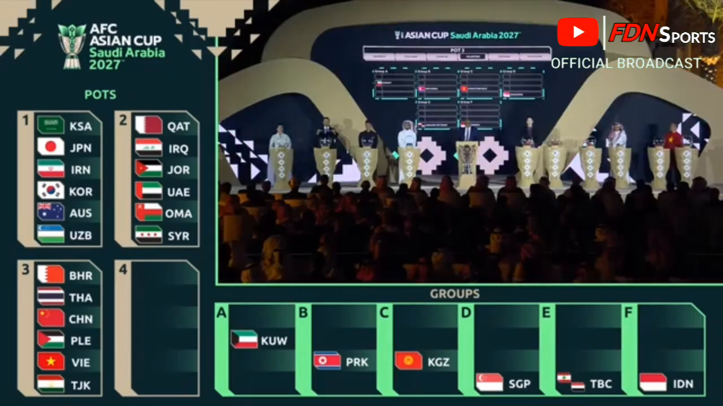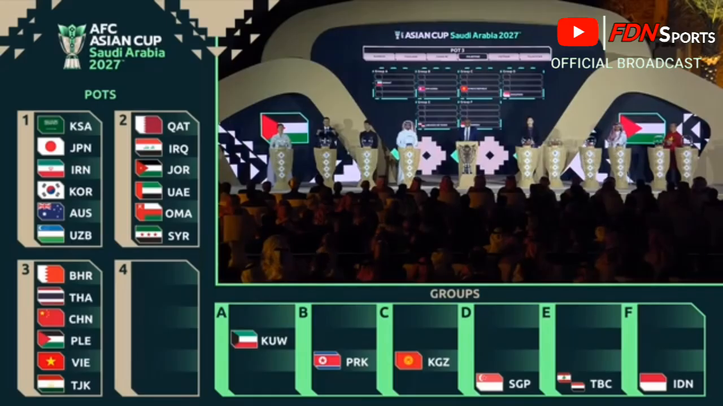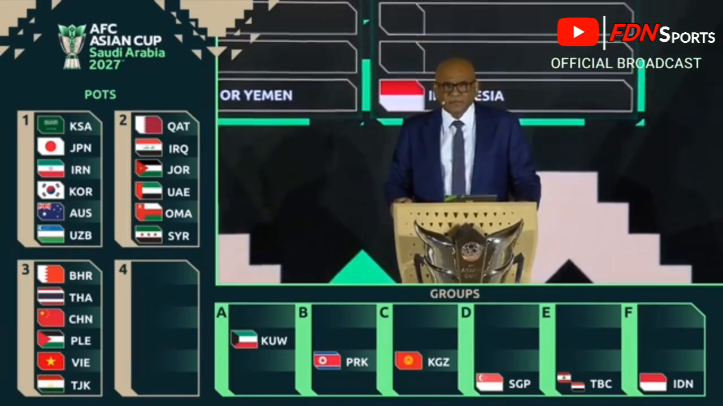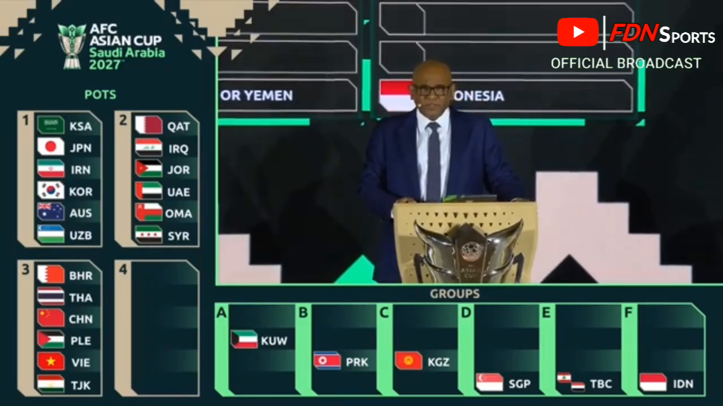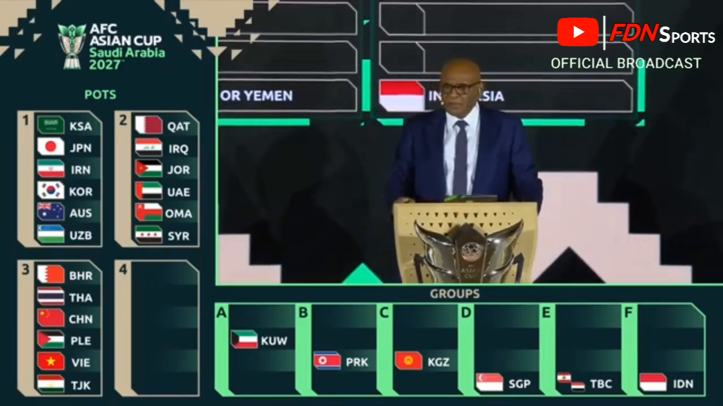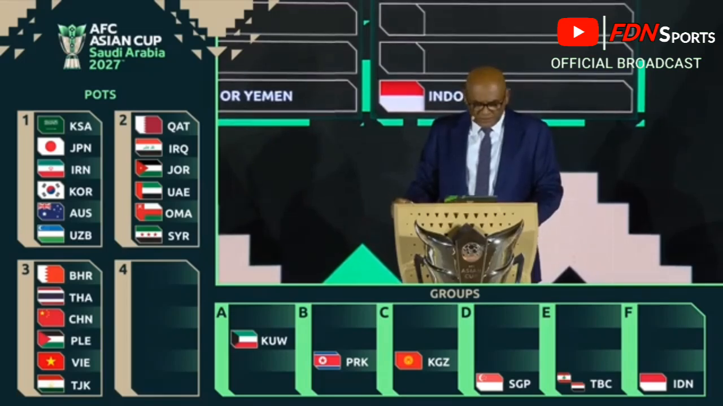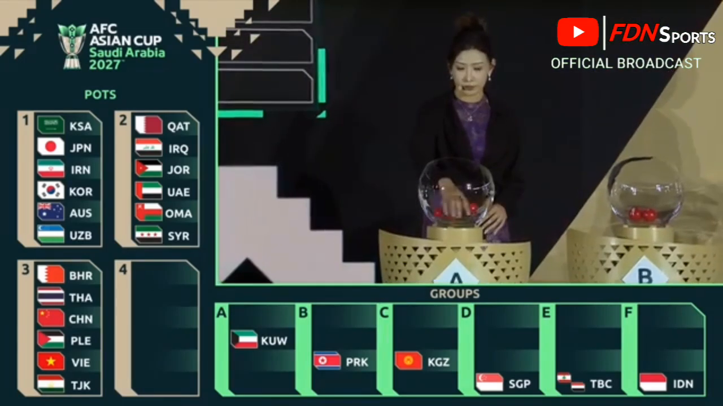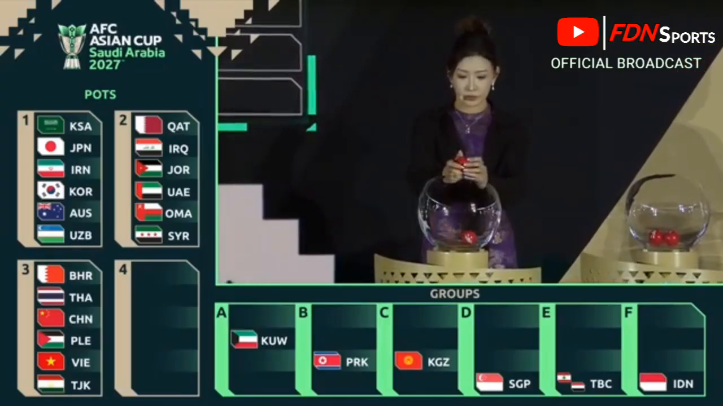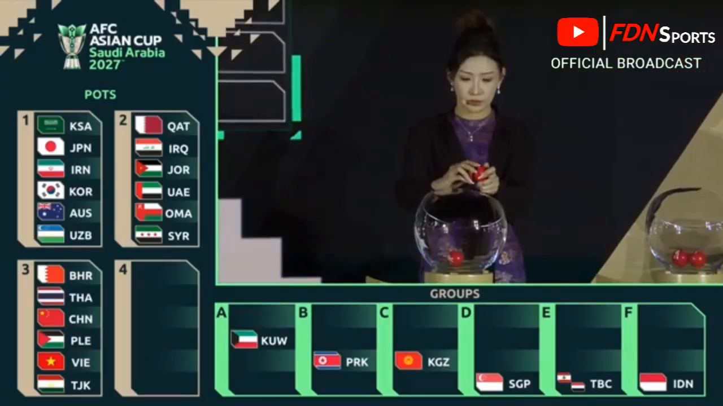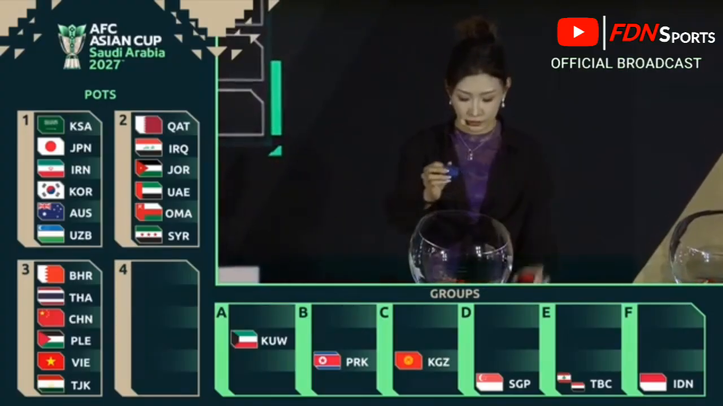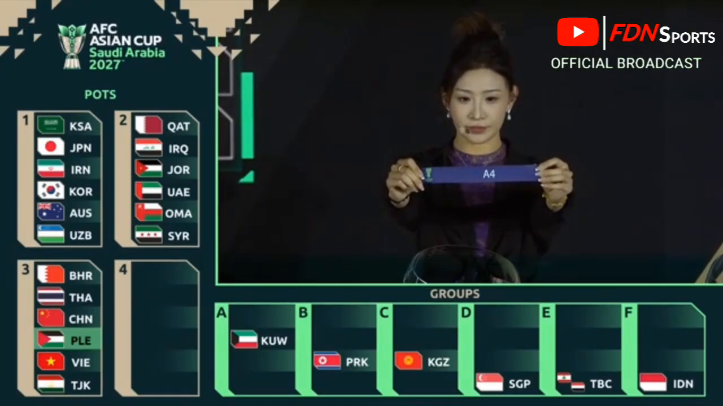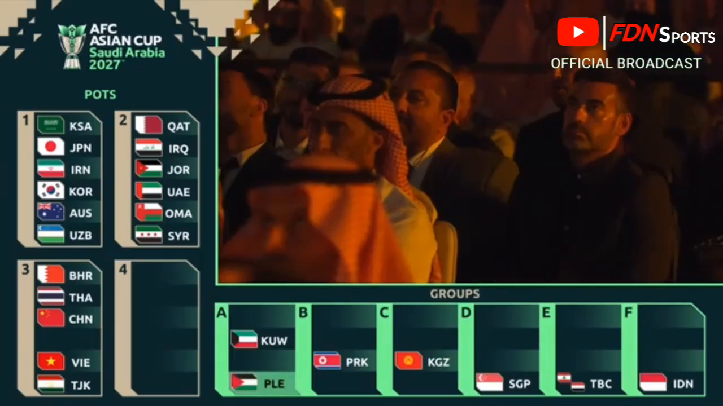Palestine. Making their 4th appearance, which is also 4th in a row since debut in 2013-15, and at the last edition reached the knockout stage for the first time when advancing to the round of 16, Palestine. So let's see where they are in Group A. A4. A4, Palestine will be in position 4 in Group A.